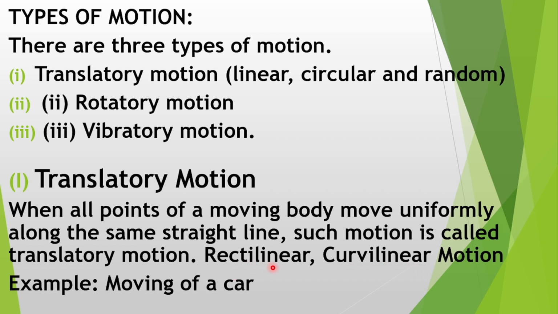When a body is moving in a straight line, this is called rectilinear motion, and when a body is moving in a curved path, it is called curvilinear motion. For example, the moving of a car.